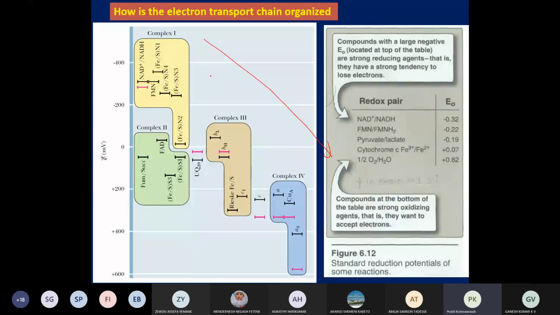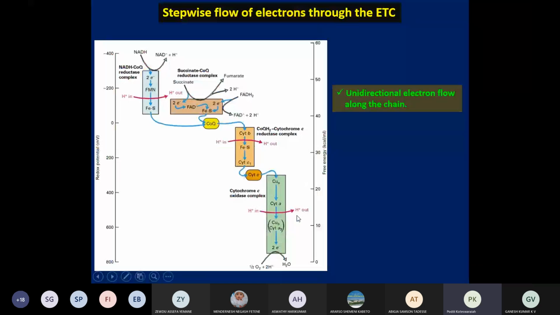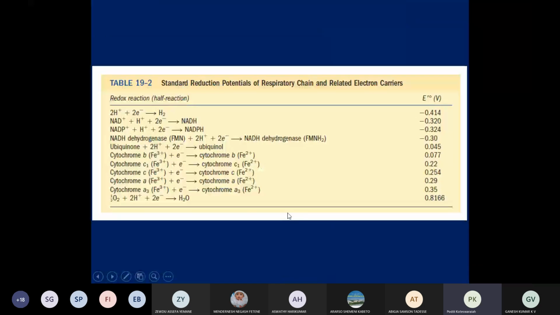During the electron transport process, at any point in the chain there is no chance for the electrons to go back to the previous complex, for example from complex 2 to complex 1. That doesn't happen, because all the complexes are arranged in such a way that they go from the negative redox potential to the positive redox potential. You can also see their redox potentials here.